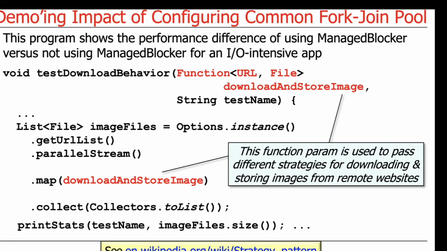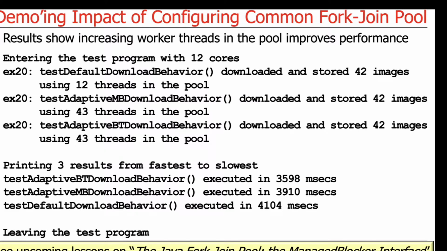It's going to pass in a function that will be parameterized in a very cool way using Java functional behavioral parameterization, and allows us to download and store images from remote websites using different strategies. So this is basically the good old strategy pattern from the Gang of Four book. As you'll see when I walk through the code in a second, there's a couple of different techniques. We use something called the default download behavior, which doesn't do any adaptive use of adding more threads to the thread pool.